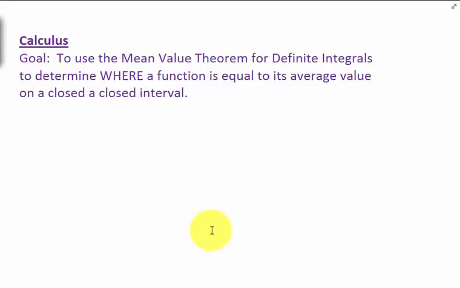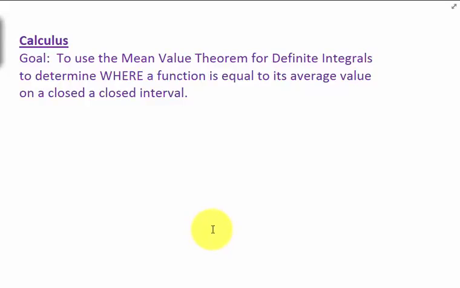In this video, we're going to use the mean value theorem for definite integrals to determine where a function is equal to its average value on a closed interval. It's important that you first have watched the video on finding average values of a function. So if you haven't yet done that, please do so, otherwise this one won't make sense.